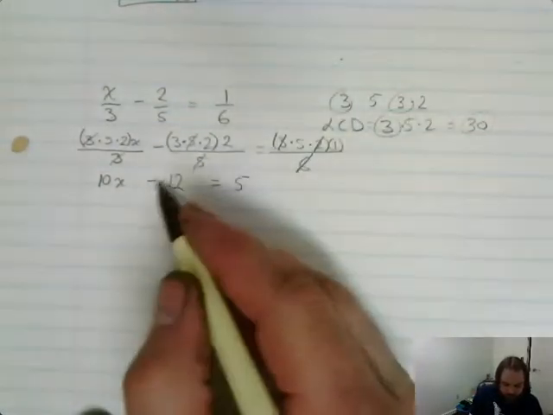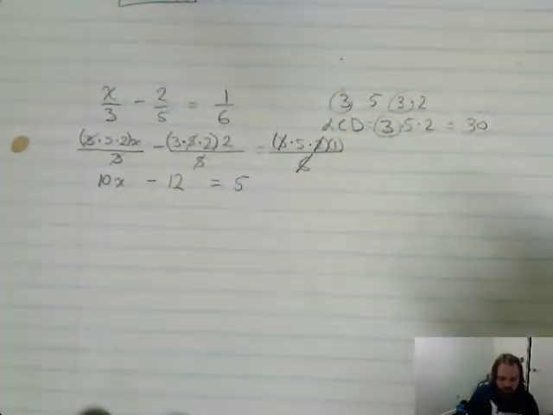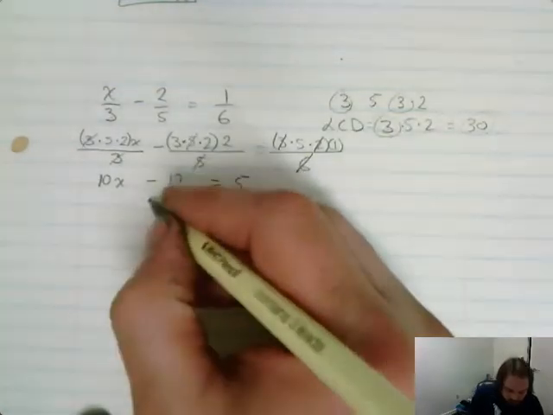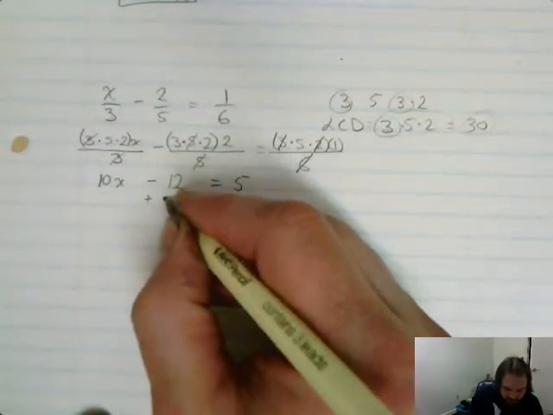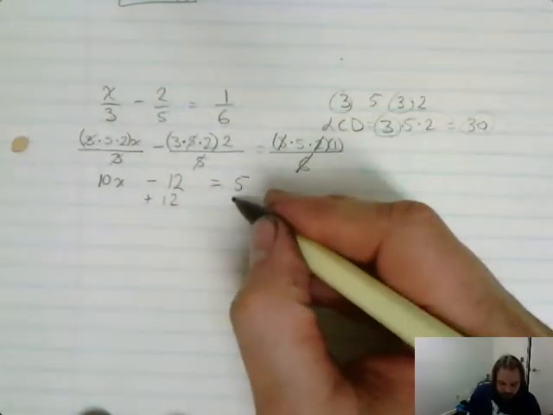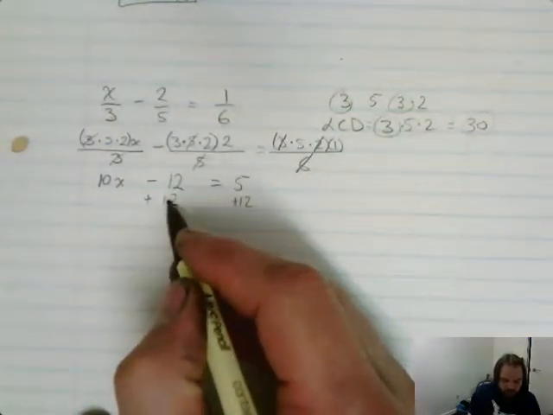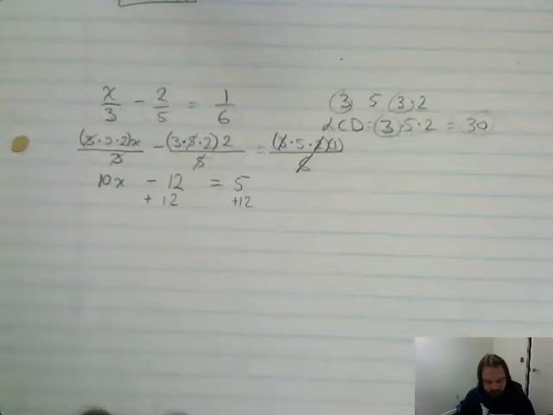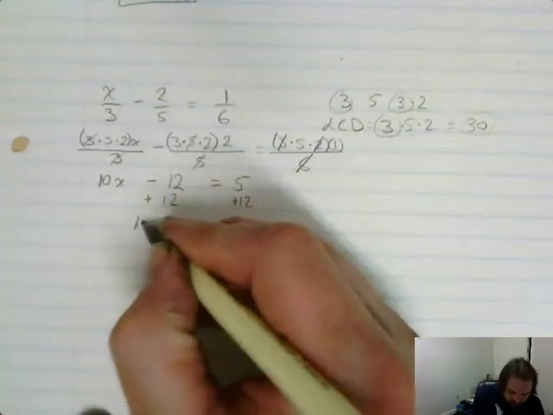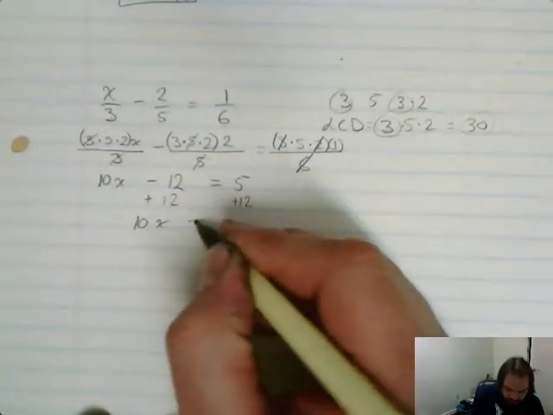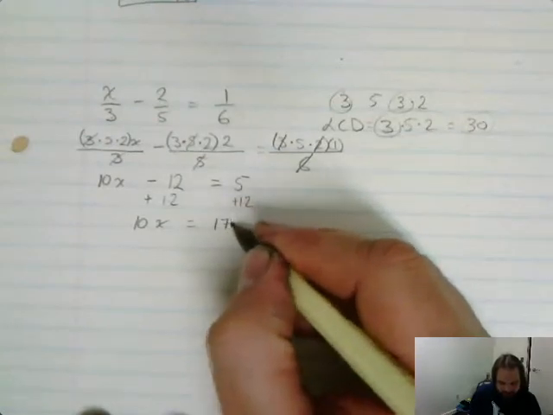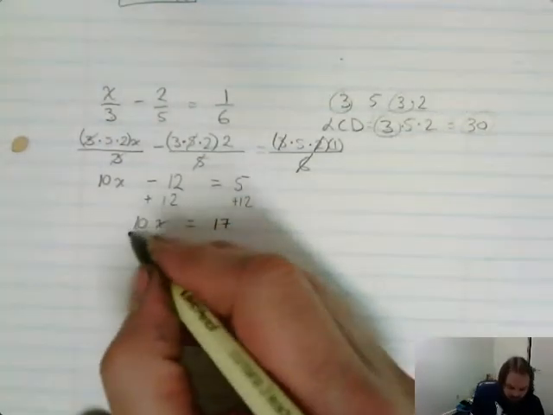So first of all here we have negative 12. That's 12 boys. So if we want to get rid of the 12 boys, we're going to have to add 12 girls. And what we do to one side must do to the other side. Because 12 boys and then 12 girls show up, every boy has a partner and every girl has a partner, so we're just going to be left with 10x is equal to 17. Now what I'm going to do is divide by 10.